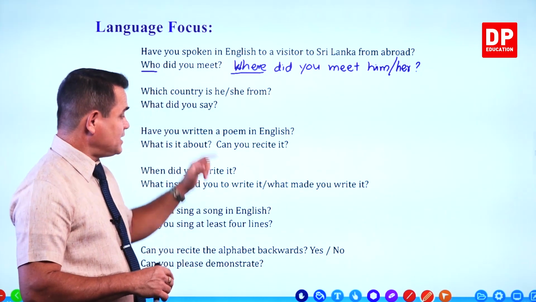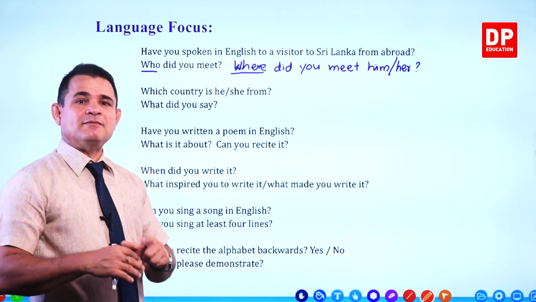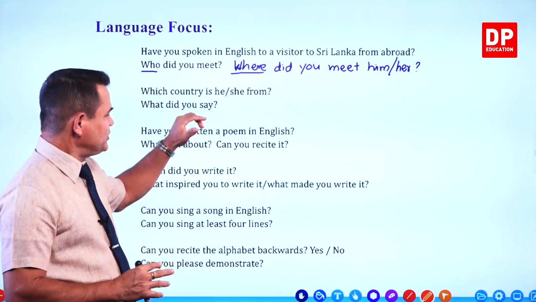So likewise you can ask some more questions and practice the language. So you know how to ask questions.